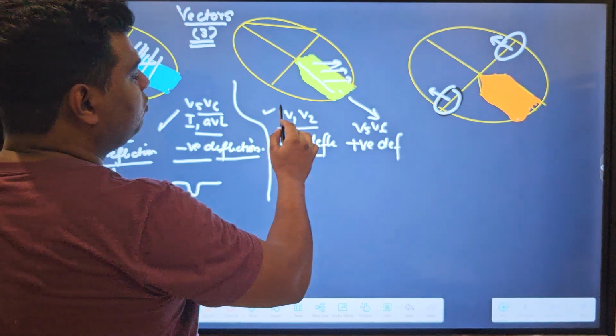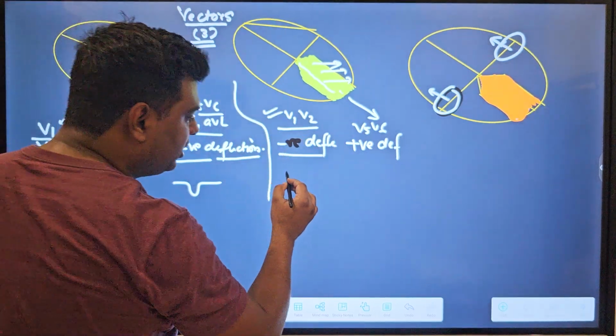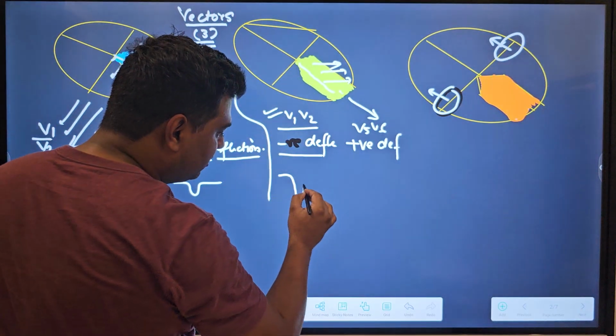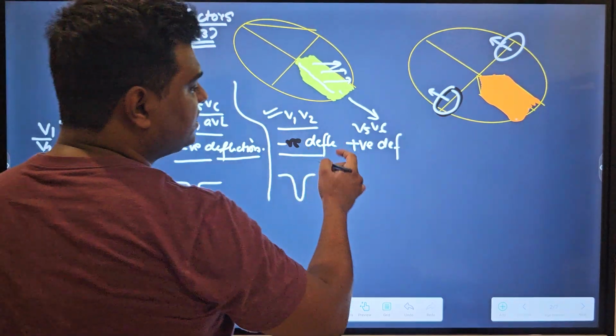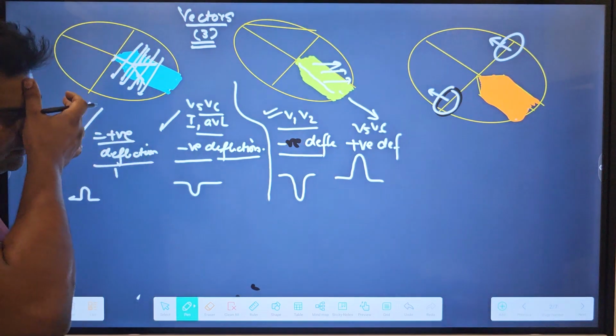So V1, V2 will have a negative deflection because the wave of depolarization is going away from them. So they will record a negative deflection. It will be like this. And V5, V6 will record a positive deflection because the wave of depolarization is coming towards them.